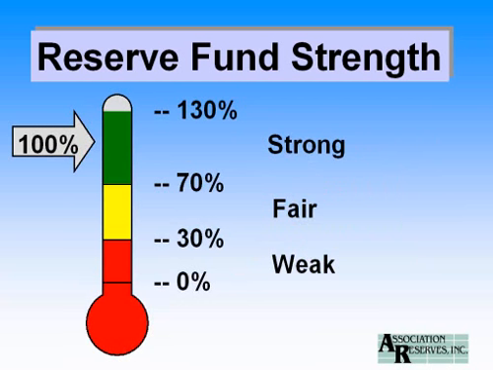But those are still just numbers. What's good and what's bad? On a scale, 0 to 30% is the weak range, where there isn't much cash compared to the needs of the association. And on the other end of the scale, the 70 to 130% range is where the reserve cash approximately matches the association's deterioration. And in the middle is the 30 to 70% fair range.